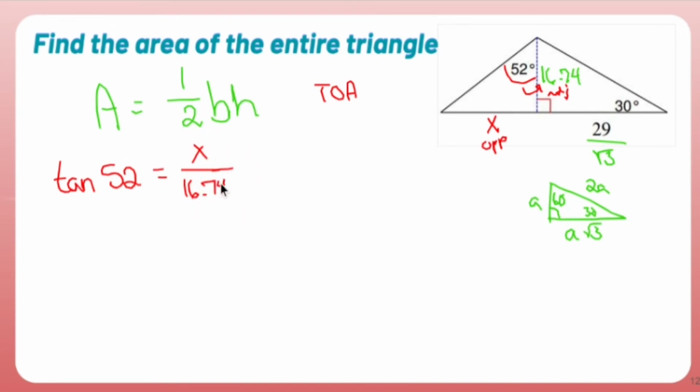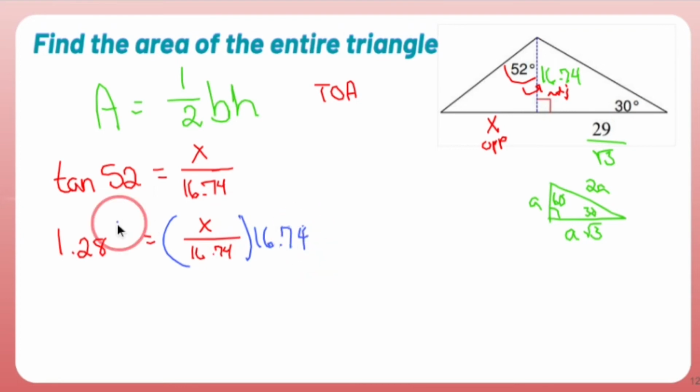I run to my calculator and I type out tangent 52. Make sure your calculator is set to degrees and not radians. And I get 1.27999. So I'll put 1.28. And that's going to equal x over 16.74. Do I have my x yet? No. But if I multiply both sides by 16.74, I will have exactly what I need.